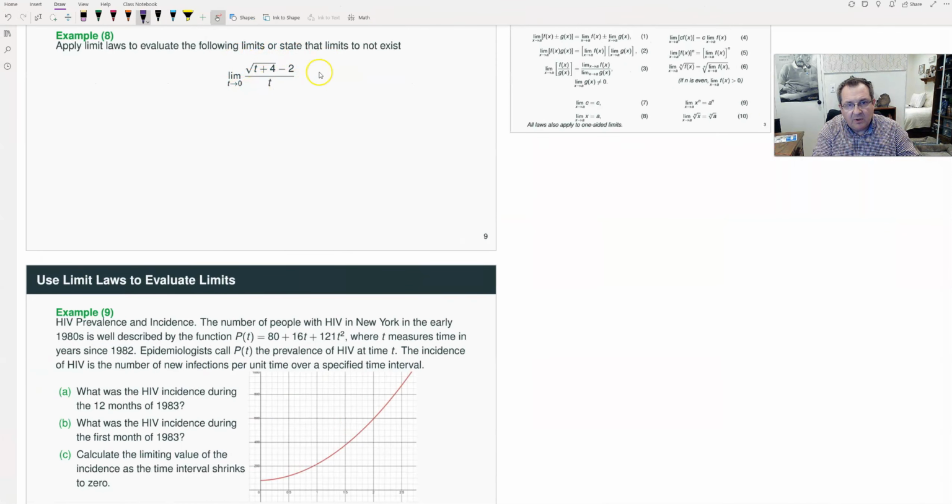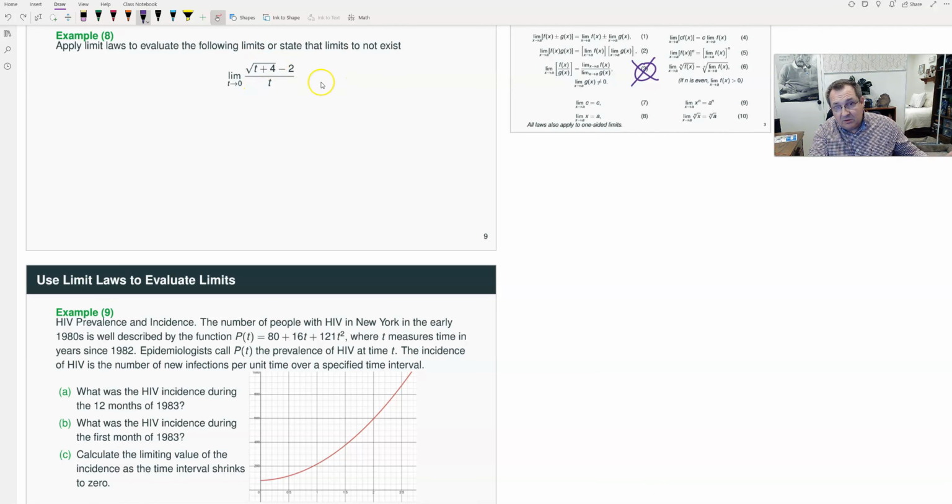Let us consider one more example. I have limit as t is approaching 0 of a fraction. In the numerator, I have square root of t plus 4 minus 2. In denominator, I have t. Again, I cannot use formula 3 because I have division by 0 in the denominator. Instead, I have to rewrite this expression to bring it in a more suitable form so one of these limit laws can be applied. The thing that I don't like here the most is the radical over here.